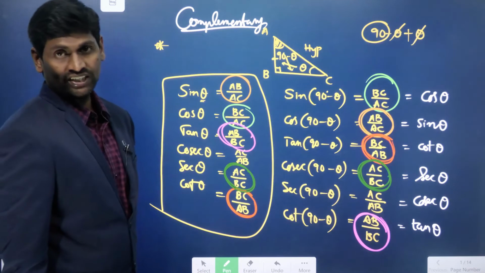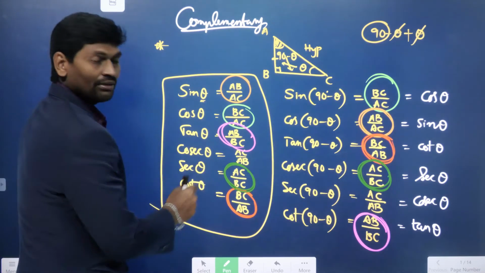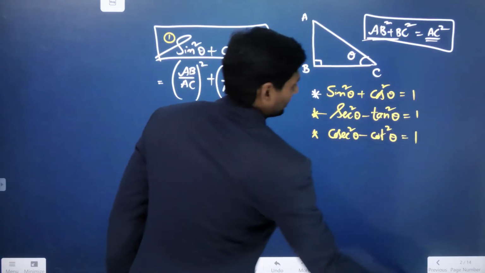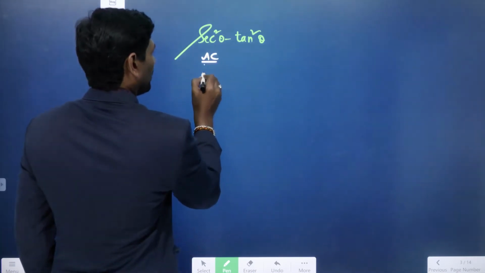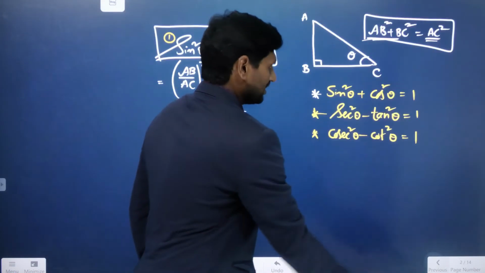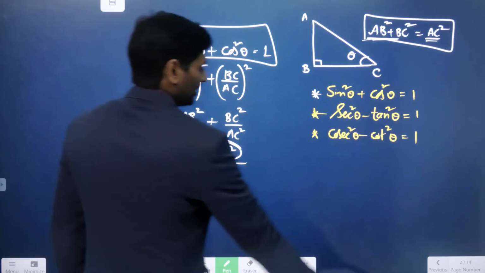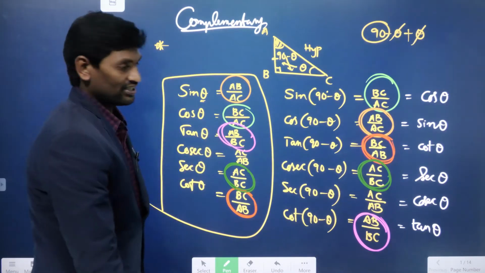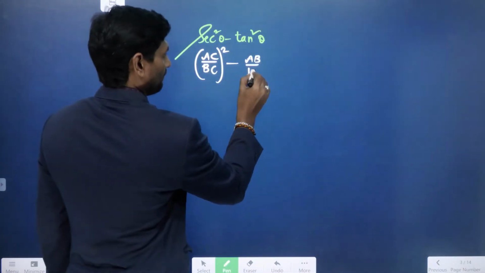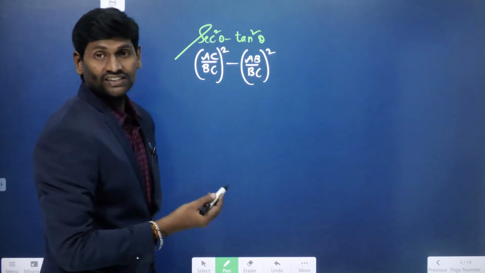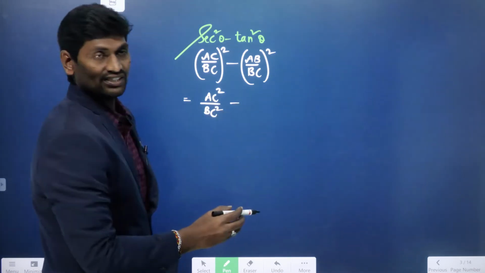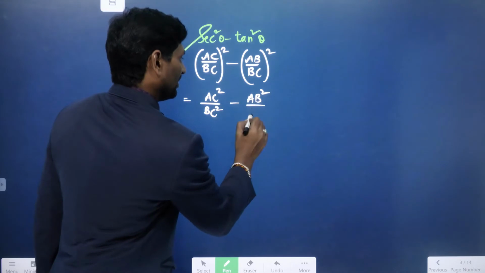What is the secant theta and tan theta ratio? Secant theta ratio is AC by BC, tan theta ratio is AB by BC. First let me write AC by BC. So secant square is AC by BC whole square, minus tan square theta. Tan theta ratio is AB by BC, whole square. So let us apply: AC square by BC square minus AB square by BC square.